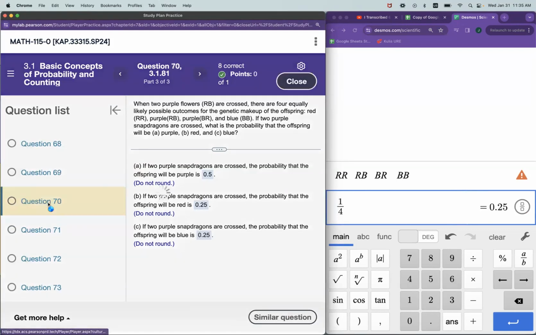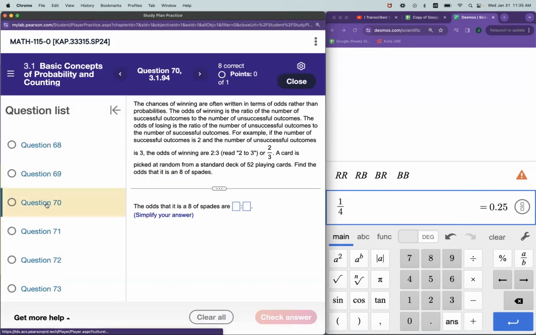Okay, guys, we made it to the last question here that we're going to do. And this is an odds question. Chances of winning are often written in terms of odds. Wait, did we talk about odds? I always forget because I definitely talk about odds in my Math 100 class. I forget who I'm teaching it to sometimes, but let's just do it just in case. I don't think we talked about odds, but let's write it anyway.